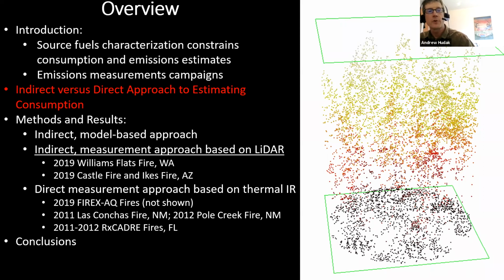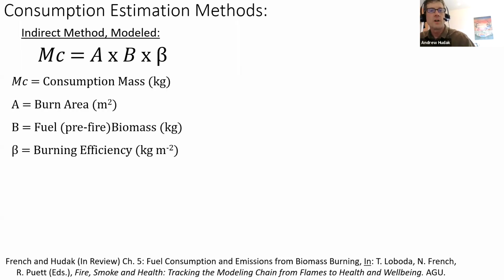Okay, so what are these different approaches for indirect versus direct estimation of consumption? So I'm going to have a couple equations here, but I think they help to explain the contrast in the methods. So here's the indirect method. It's usually a model-based approach where you estimate the amount of biomass consumed by the area burned, by the pre-fire fuel biomass times a burning efficiency to give you your consumption estimate.